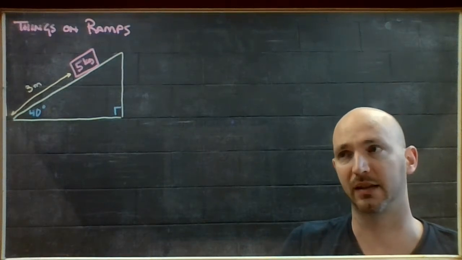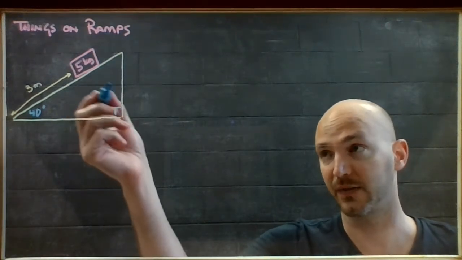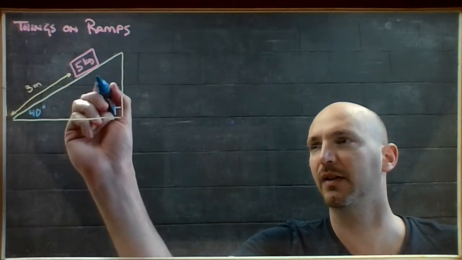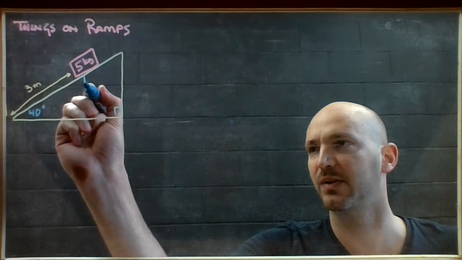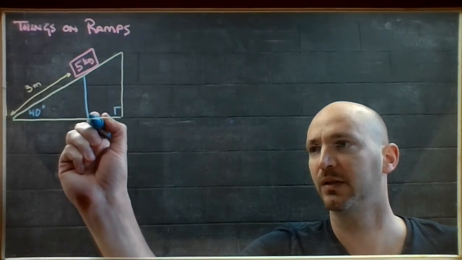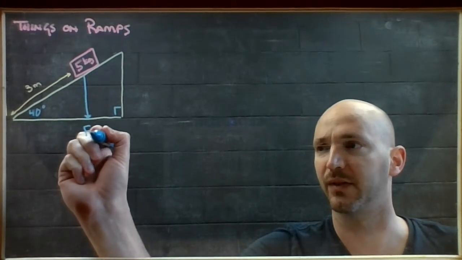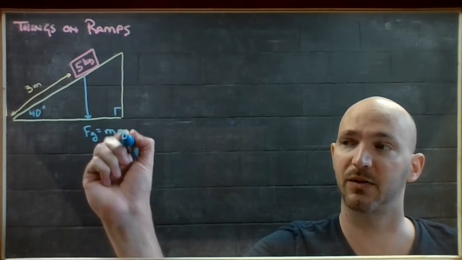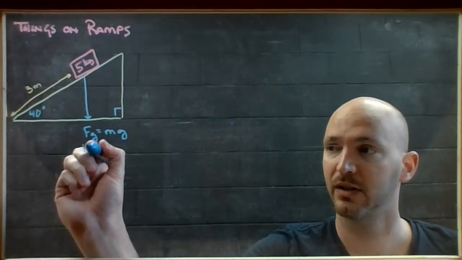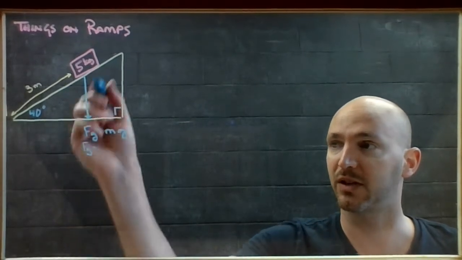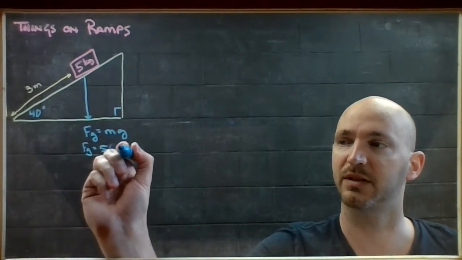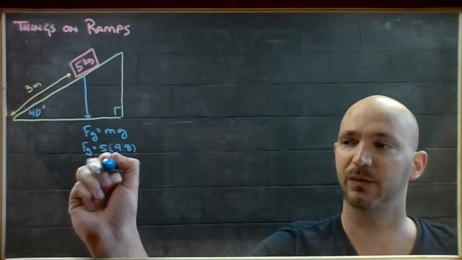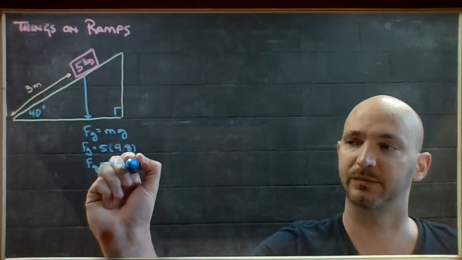So why does it do that? Well, like all objects on the surface of the Earth, this thing is experiencing some gravity. And the thing about gravity is gravity pulls straight down. That's your force of gravity right there. And we can calculate that by doing mass times the gravitational acceleration. So for this particular block, it would be 5 times 9.8, which gives you 49 newtons.